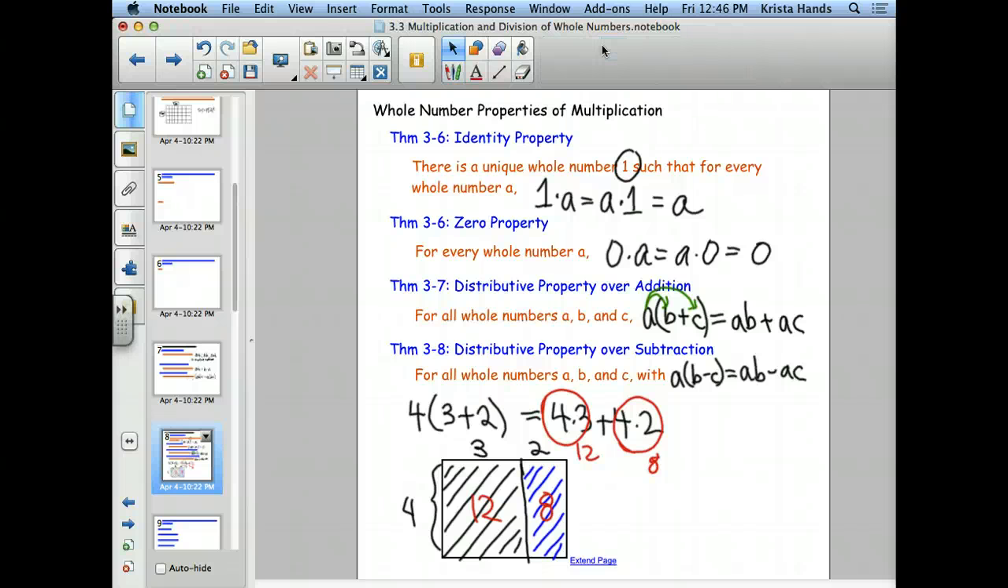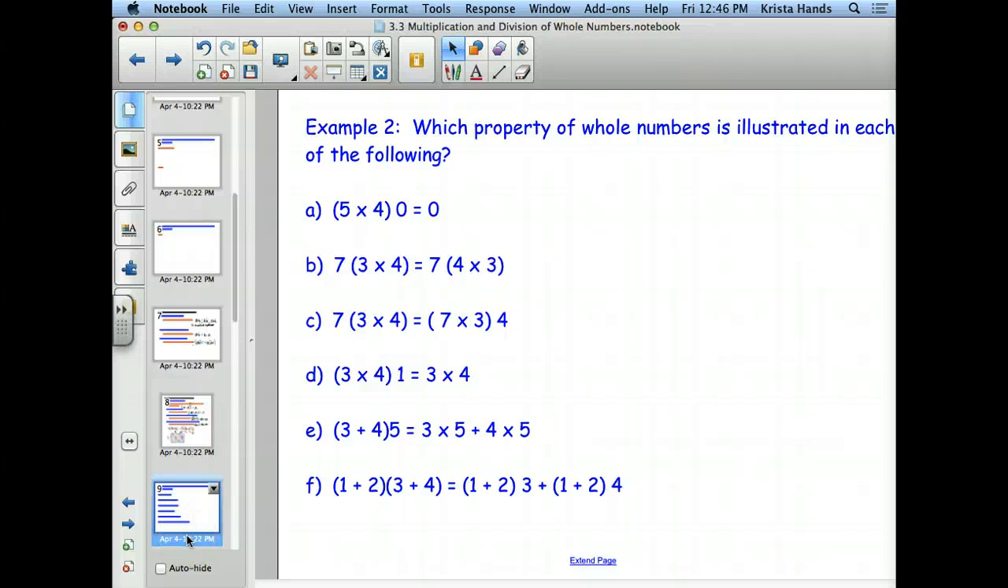All right, we're going to do one more slide today. The slide we're going to do is on properties. So let's just see what we've got. We're going to identify which property of whole numbers is used in each of the descriptions or examples. How about the first one? 5 times 4 times 0 equals 0. What property is being used? 0. That is the 0 property.